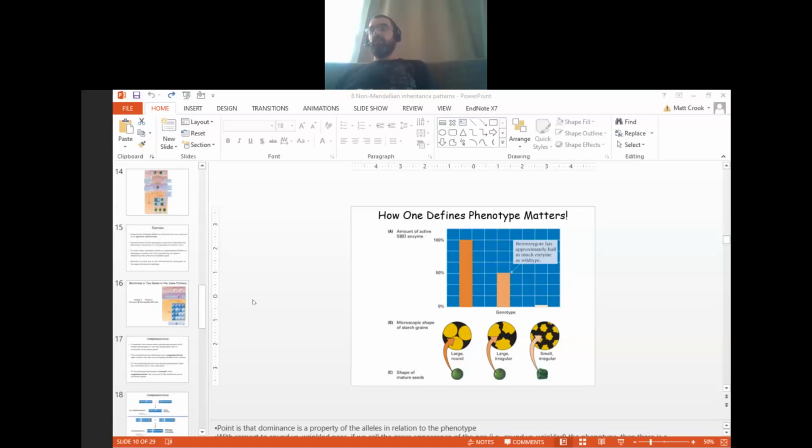Now, obviously, when you look at the homozygous dominant, now you have two functioning copies, you have twice as much enzyme as the heterozygote, and now you have those large round grains. So it very much depends on what scale you look at, whether that pattern of dominance is as simple as you think. The more fine-grained you get, the less well those simple patterns fit, essentially. Okay, and I think that's a pretty good time to stop, because we want to talk about codominance next.